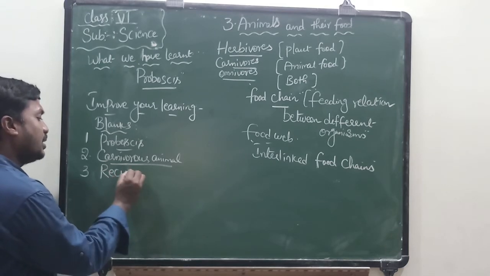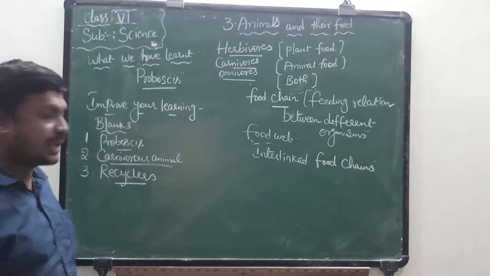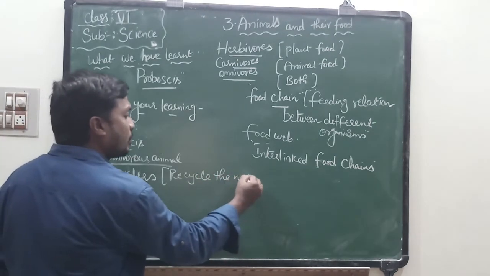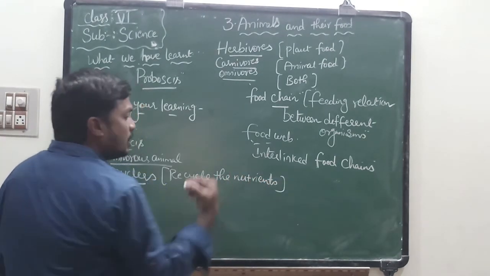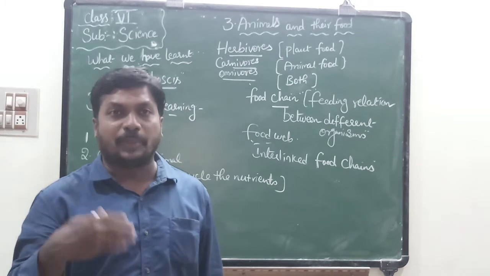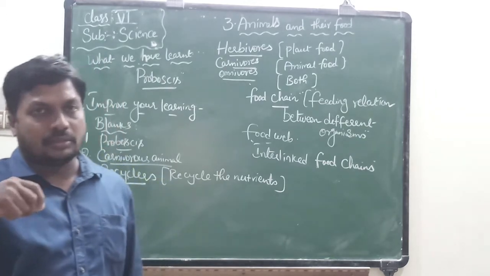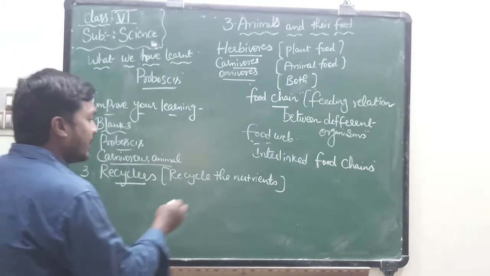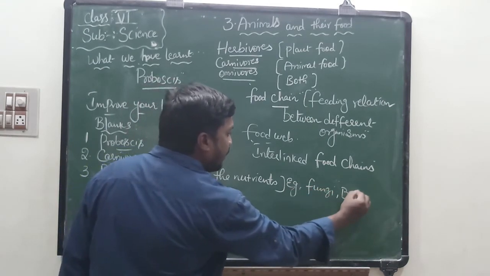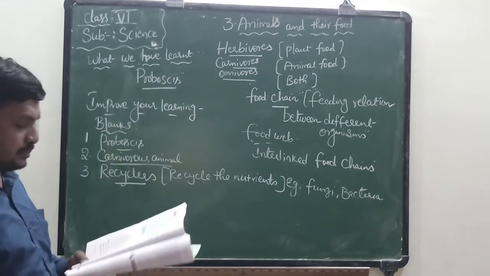Third blank: decomposers are also called recyclers. Why? Because they recycle the nutrients from dead bodies of plants and animals to the soil, to plants. When plants and animals die, their nutrients again reach the soil through decomposers. Examples of decomposers are fungi and bacteria.